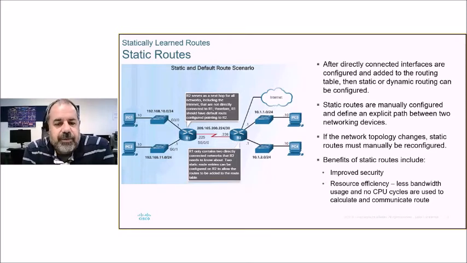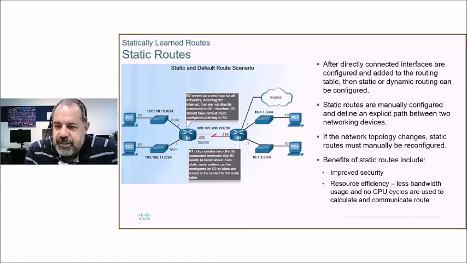Now, static and default routes. After a directly connected interface is configured and added to the routing table, then static or dynamic routing can be configured. Static routes are manually configured and define an explicit path between 2 networking devices. If the network topology changes, static routes must be manually reconfigured.